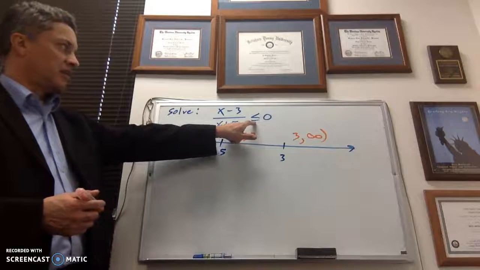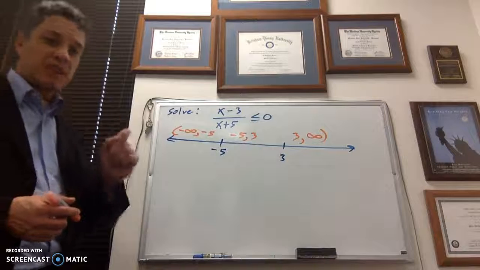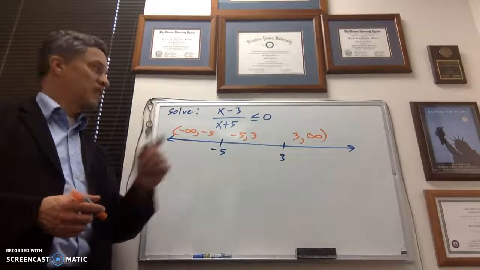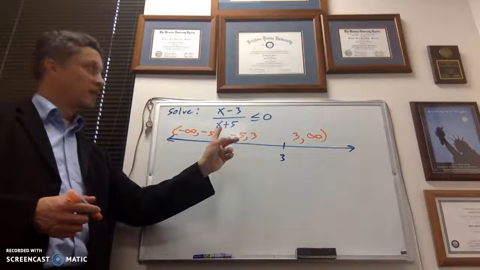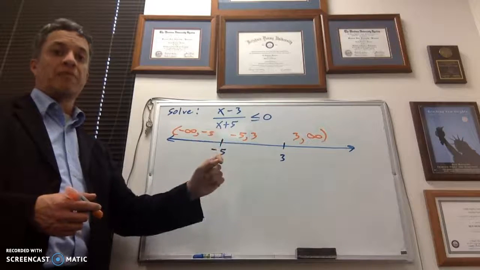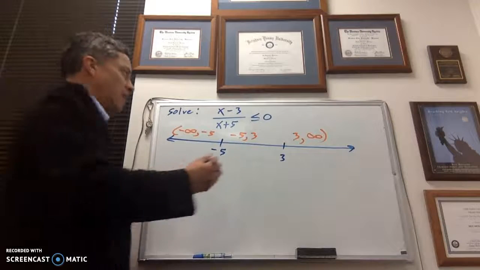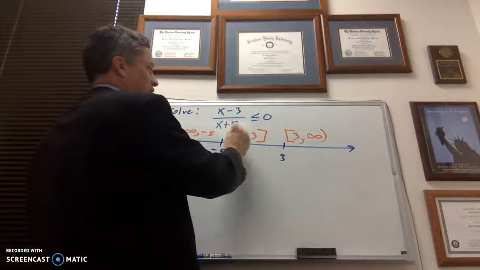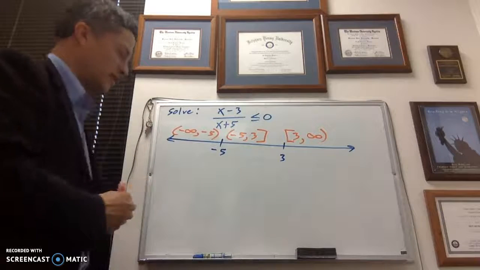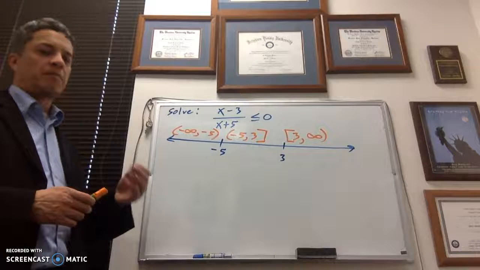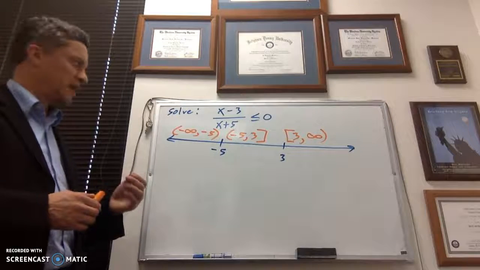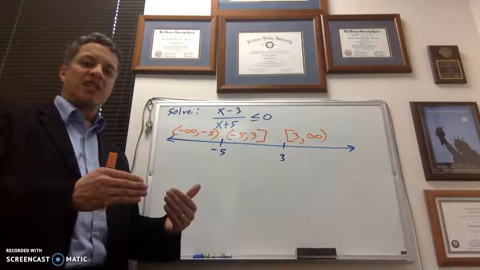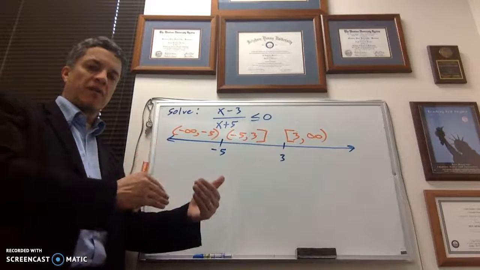See this less than or equal to? That does mean we're going to have brackets in here, but we're not going to have brackets on both the 3 and the negative 5. As it turns out, we're only going to put brackets on the 3, and not on the negative 5. The negative 5 will get parentheses. Now, why is that? Mathematically speaking, a bracket means you can, C-A-N, include that number as part of your answer.